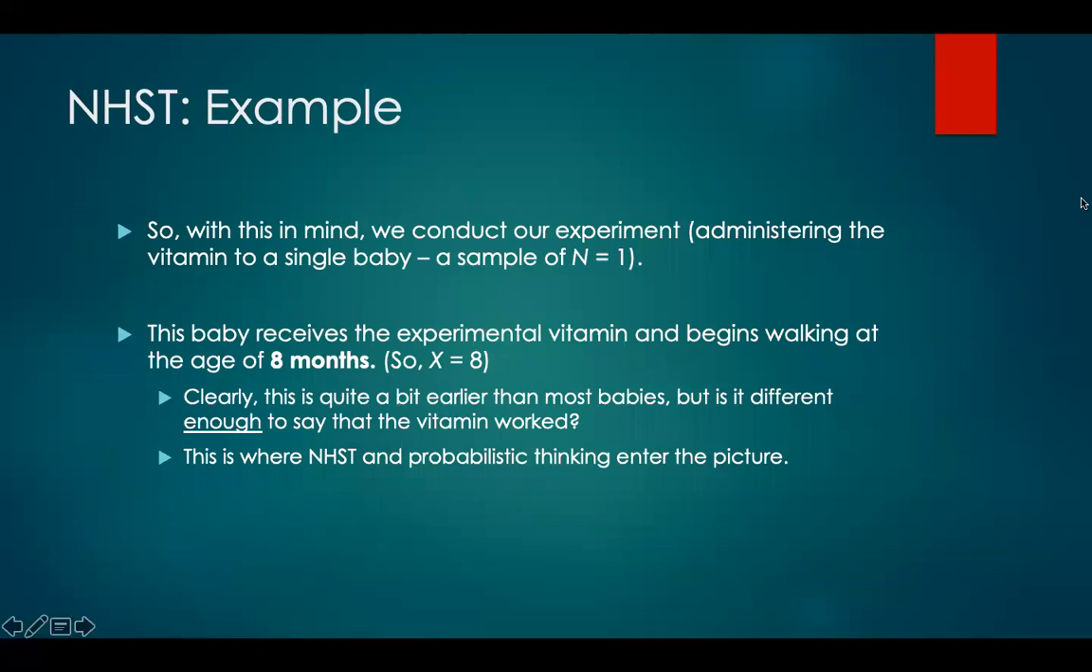So with this in mind, we conduct our experiment, administering the vitamin to a single baby, so a sample of n equals 1. And this baby receives the experimental vitamin and begins walking at the age of 8 months, so x equals 8. Clearly, this is quite a bit earlier than most babies, but is it different enough to say that the vitamin worked? Well, this is where NHST and probabilistic thinking enters the picture.